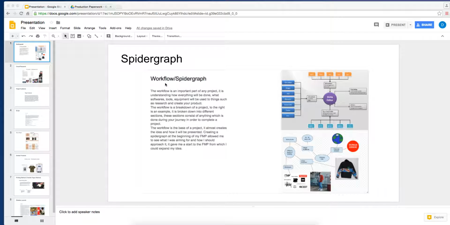and another thing similar to a spider graph is a workflow, which is created after your project. It sort of breaks down the entire journey of what you had done, how you did it, what you used to make it, and any potential problems and things like that.